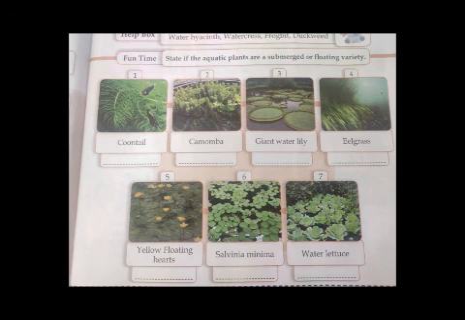See the seventh picture, water lettuce plant. We have already studied water lettuce. It is spongy and floats over the water. So you can write water lettuce as a floating plant.